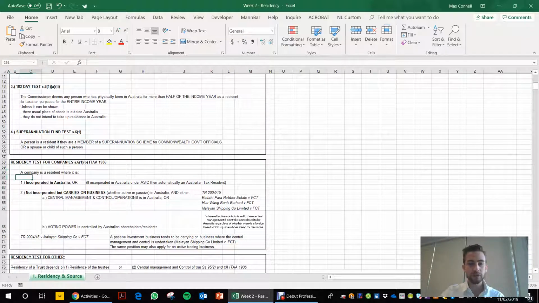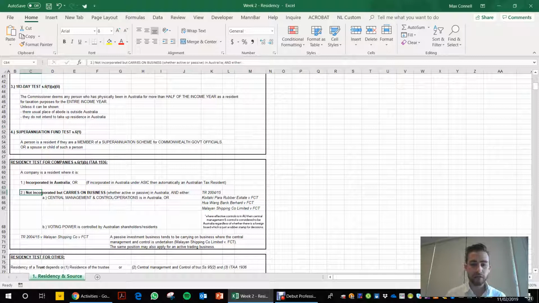So there's 2 tests. The first test is really simple, and it's rarely the final answer in an exam question. So if a company has been incorporated in Australia, so if it's on the ASIC files that they're registered in Australia, that means that they are an Australian resident. However, most exam questions have a question where the company is registered overseas, incorporated overseas.